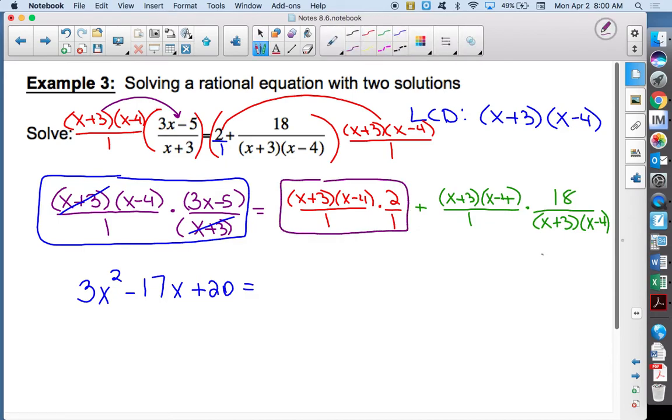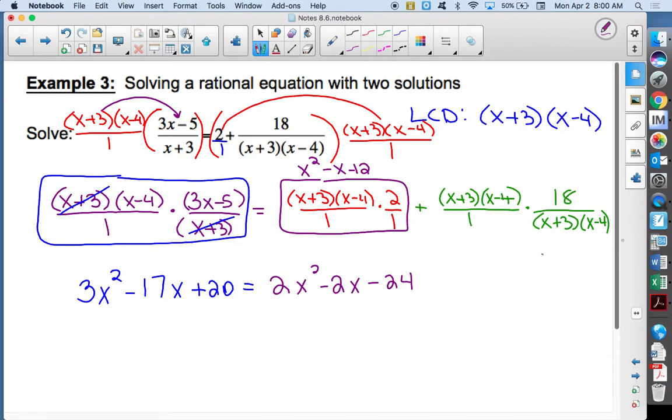Looking at the middle two pieces, they're both over 1. So we can't really cancel anything out because they both are over 1. And that means we just need to multiply those together. So we're taking x plus 3 times x minus 4. Well, if we FOIL that, that gives us x squared minus x minus 12. All of that's supposed to be multiplied by 2 because it says times 2. So 2x squared minus 2x and then minus 24.